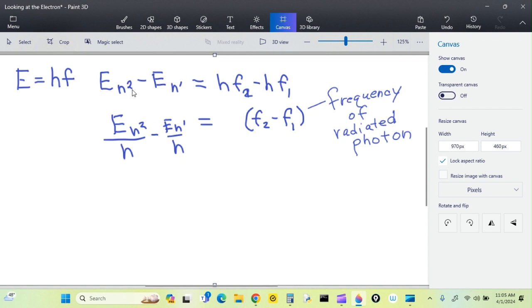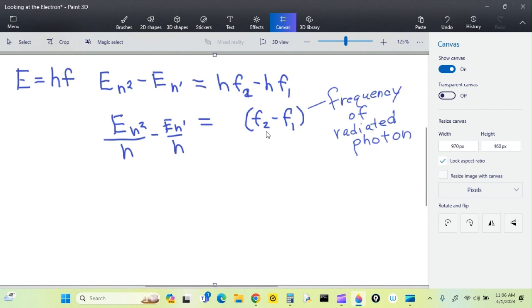N2 would be a higher energy than N1. So if we take the higher frequency minus the lower frequency, this will be the difference in energy, or the energy that represents the energy that the electron lost, and that's going to be the frequency of the radiated photon.